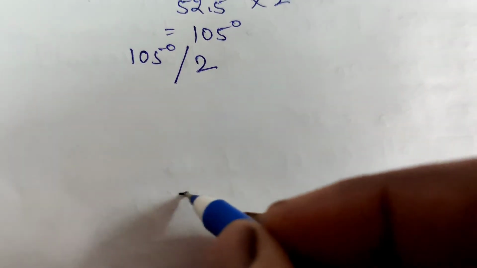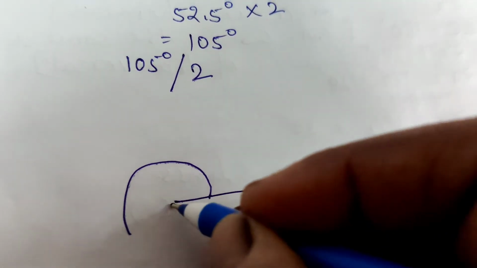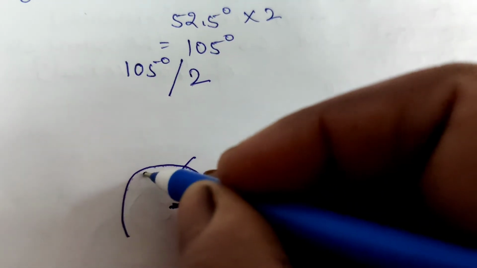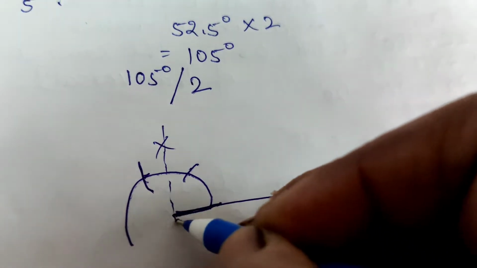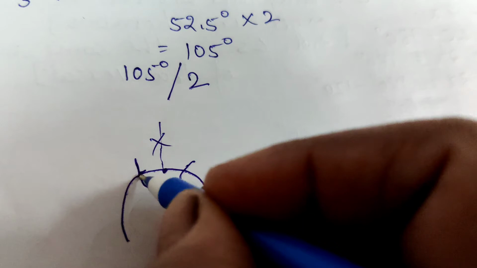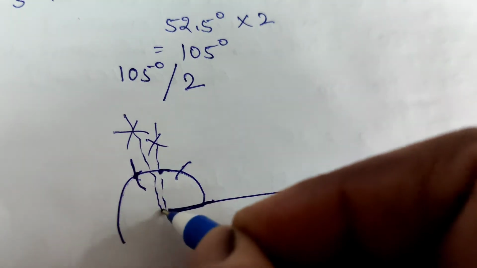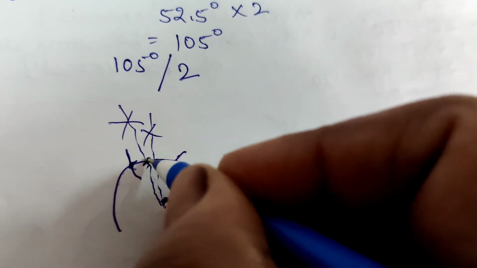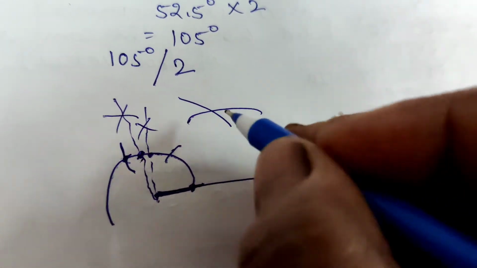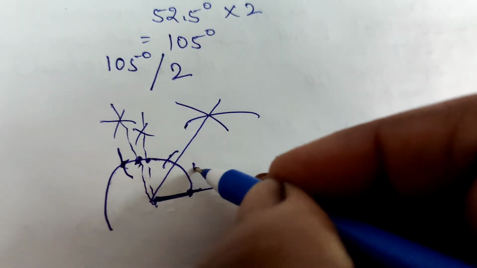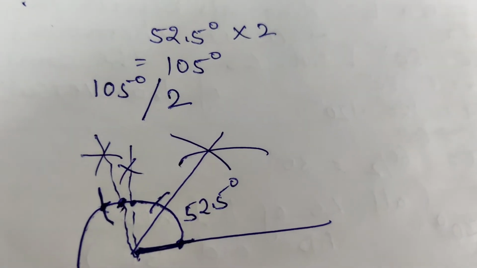So how will you construct? First, draw a line and make an arc. The same equal radii arc cut angle 60 degree and for 120 degree. From here cut equal to 90 degree. From these 2 points, cut equal arc from this point and this point. So we get angle 105. Now bisect angle 105 from this point and this point. Cut an arc, equal arc from both sides and join this. This angle is equal to the 52.5 degree. Now see the construction.